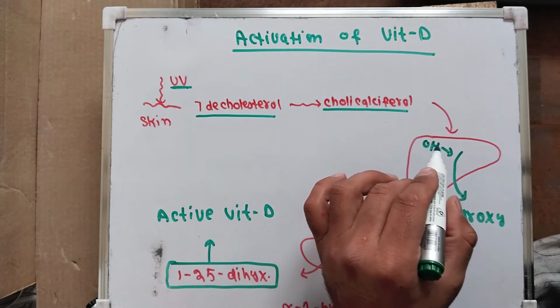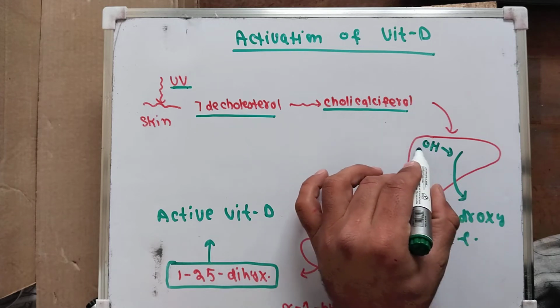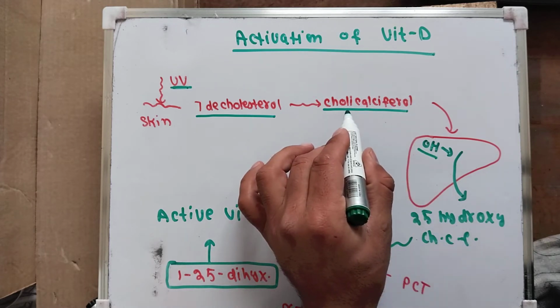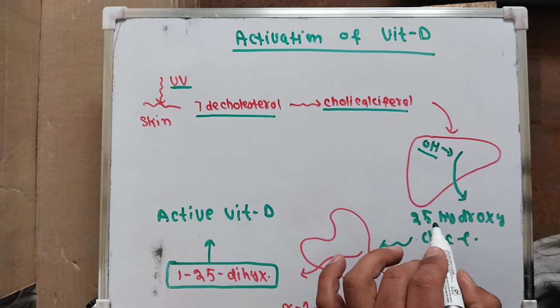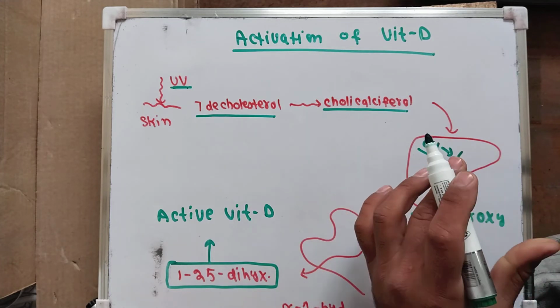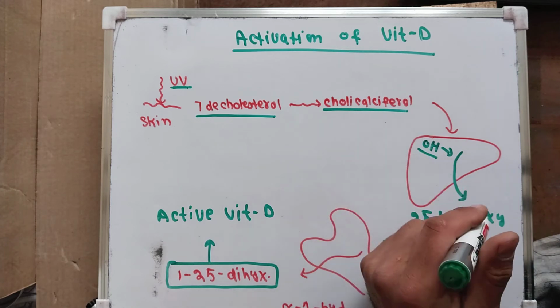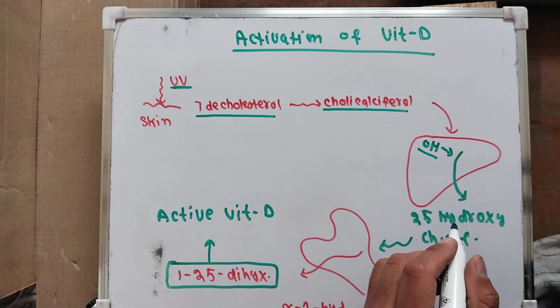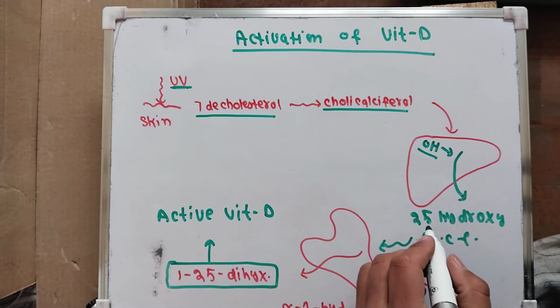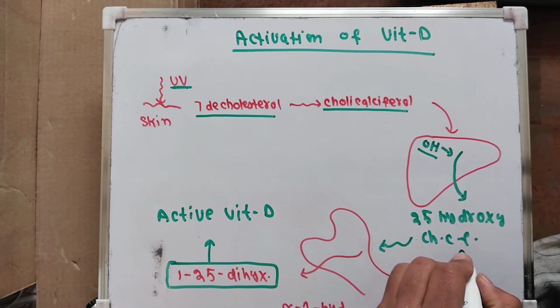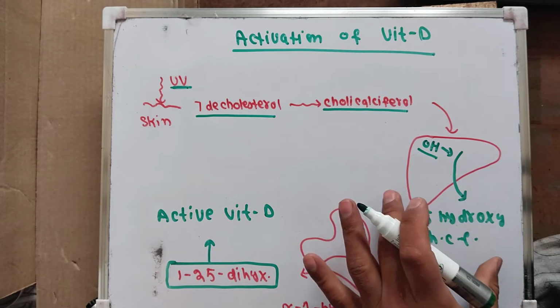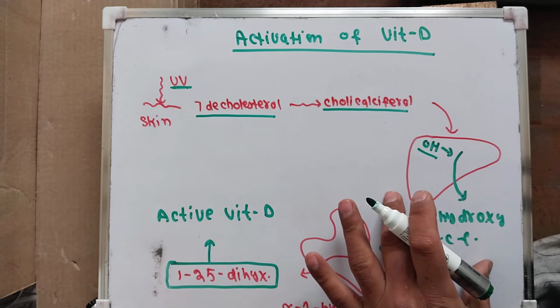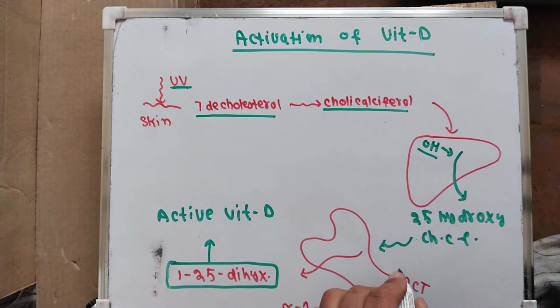In the liver we have hepatocytes, and an enzyme adds a hydroxyl group to the cholecalciferol, attaching it to carbon number 25 of cholecalciferol. As a result of this attachment of the hydroxyl group, we have a molecule known as 25-hydroxycholecalciferol. This 25-hydroxycholecalciferol goes through the blood to the kidney and to the proximal convoluted tubule.